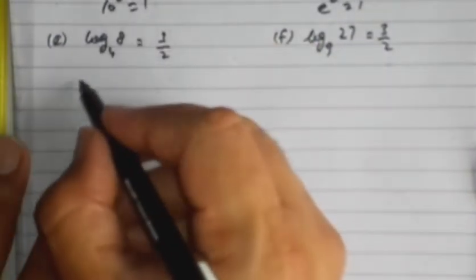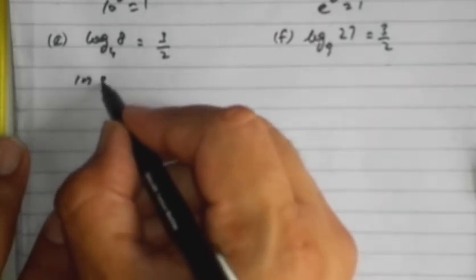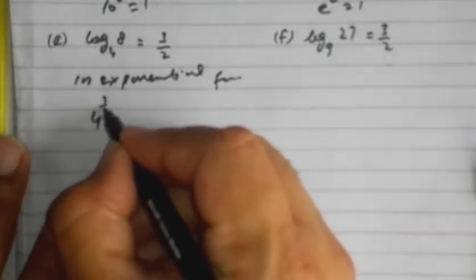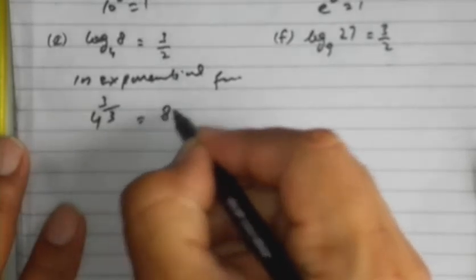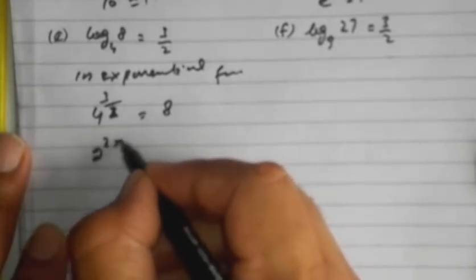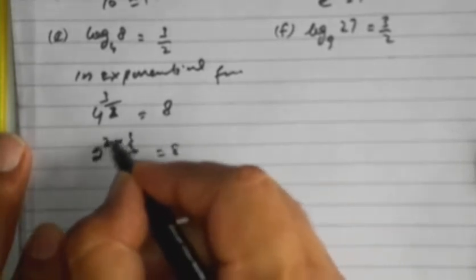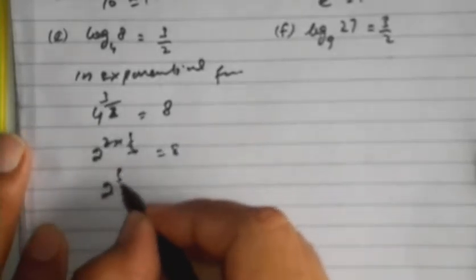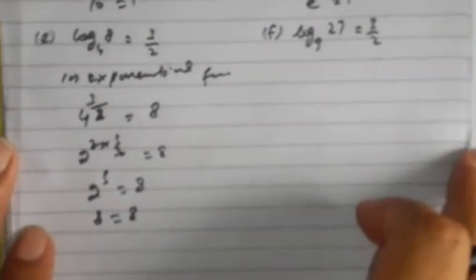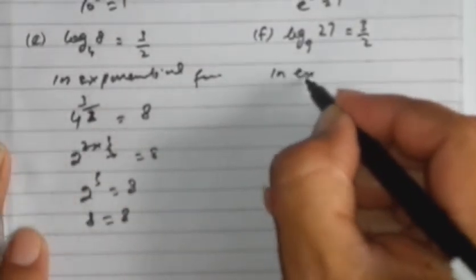Now part A. Log to the base 4 of 8 equals 3 by 2. In exponential form, it is written as 4 whole raised to the power 3 by 2 equals 8. So we can write it as 2 power 2 into 3 by 2 equals 8. 2 cancels with 2. We get 2 power 3 equals 8, which means 8 is equal to 8.